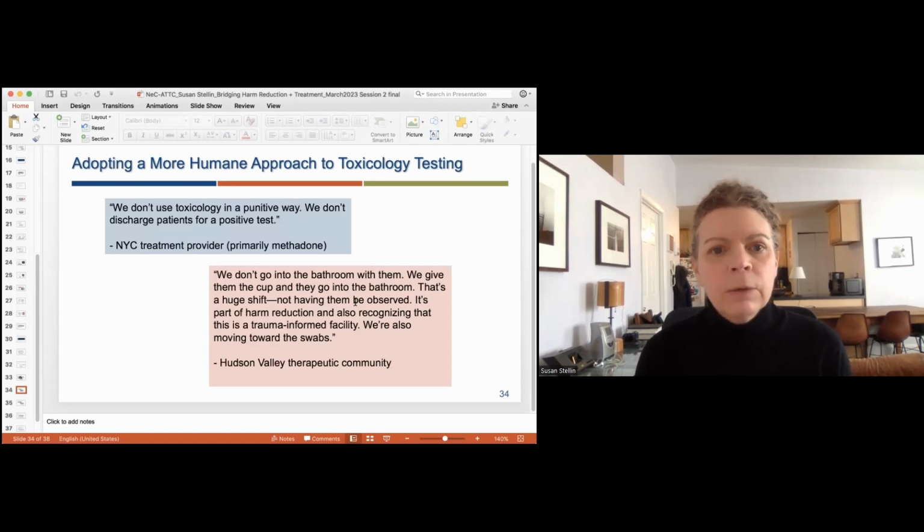So these are quotes from treatment providers saying, we don't discharge patients for a positive test. And another one, from someone who works at a Hudson Valley therapeutic community: we don't go into the bathroom with them. We give them the cup and they go into the bathroom. That's been a huge shift, not having them be observed. It's part of harm reduction, also recognizing that this is a trauma-informed facility. We're also moving towards the swabs. The swabs are what I had talked about with the RED project in Grand Rapids, making that easier on a mobile unit, to be able to do oral testing as opposed to a urine test, which would obviously be very challenging on a mobile unit, but increasingly more places are looking into that as an option.